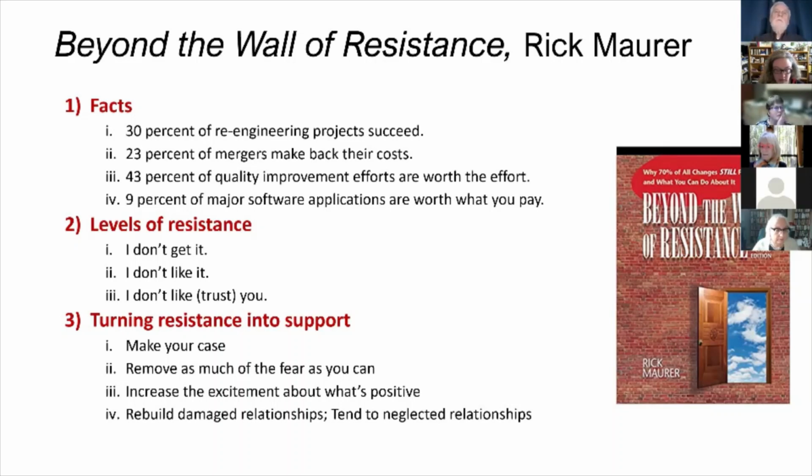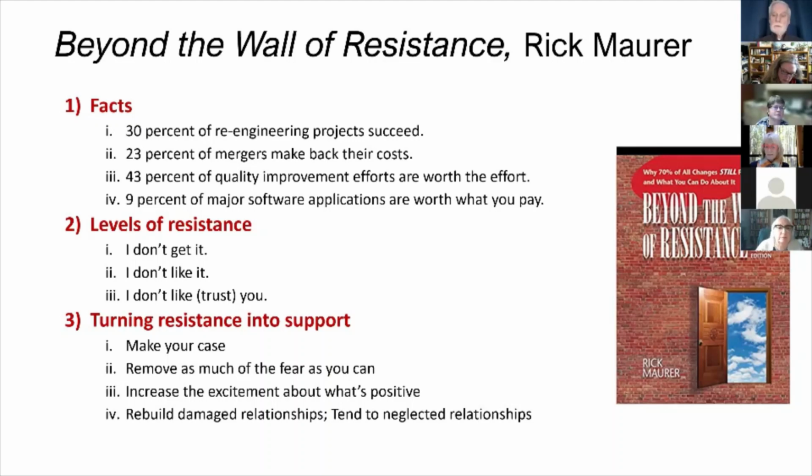So there are 3 types of resistance. I don't get it. We explain. I don't like it. We talk about the benefits. And I don't like you. And there's a matter of trust. There has to be a certain level of trust, and everybody flips at a different time. So turning resistance into support, making your case, removing the fear, increasing the excitement, and working on relationships. It is about a joint effort, enrolling people in a campaign to accomplish something of significance.